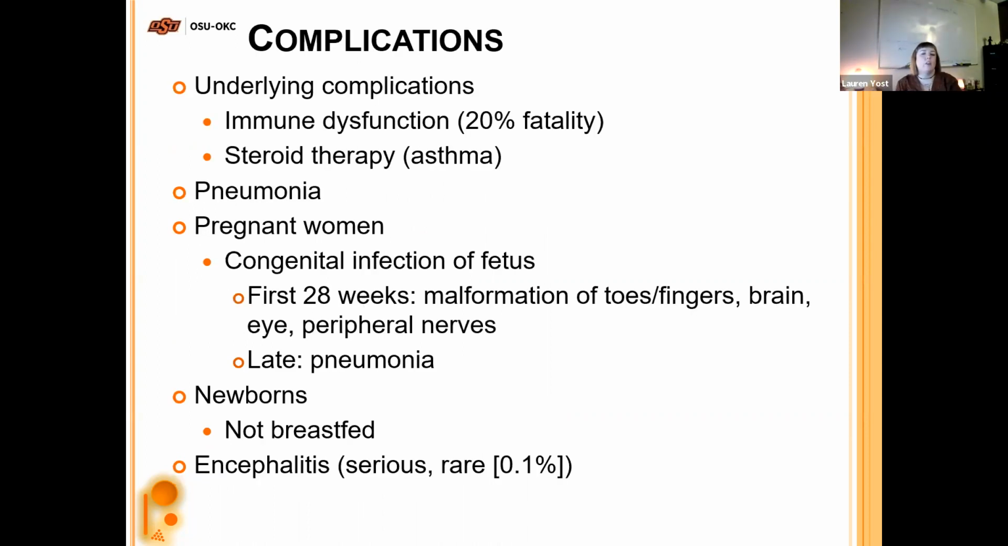There can be some underlying complications that pop up afterwards. We can have things like immune dysfunction, which if you have any immune dysfunction before you're getting this, the chickenpox is what I'm trying to say. Or if you're taking any steroid therapy, maybe you're doing that to treat this infection as well. Anyways, that can be 20% fatality if you do have immune dysfunction associated with that. Your body can't fight off the virus as well, and you'd be more likely to die. So that's why it increases to 20% fatality.